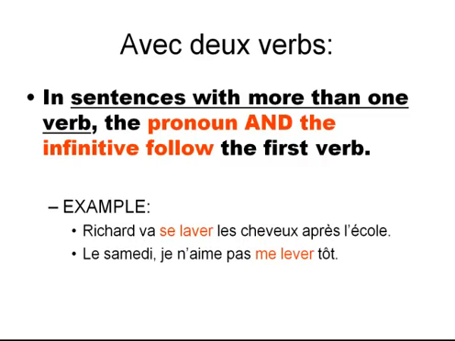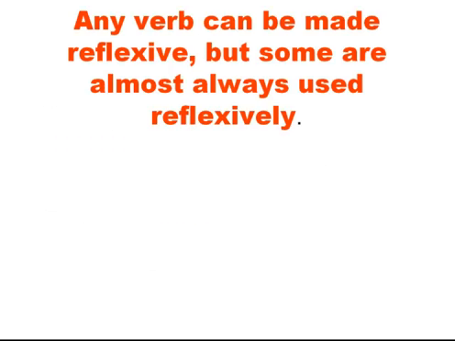Here's another example. If you want to say on Saturdays, I don't like to get myself up early. Le samedi, je n'aime pas me lever tôt. You can see where the reflexive pronoun me and the infinitive lever go in this negative sentence. Any verb can be made reflexive anytime you want to say myself or himself, like I see myself, I read to myself, I talk to myself. But there are some verbs that are always going to be used reflexively, and those are often verbs that we use when talking about our daily routine.